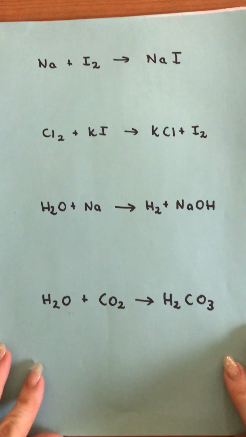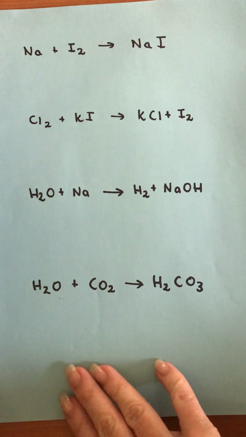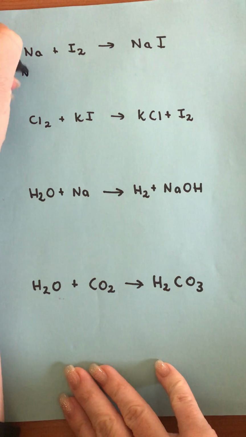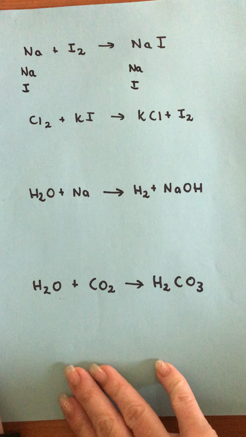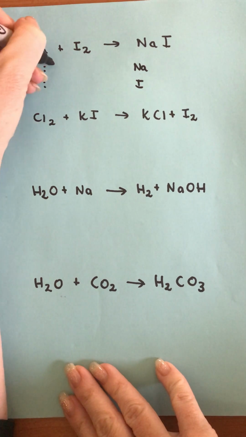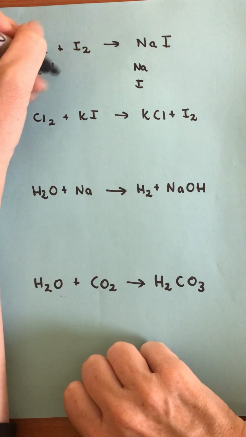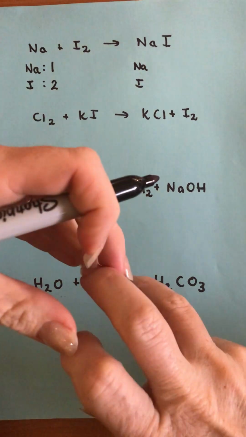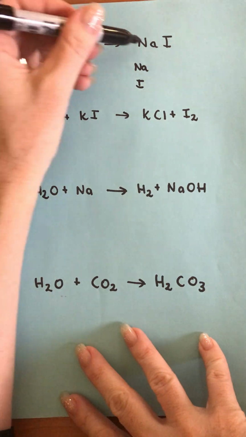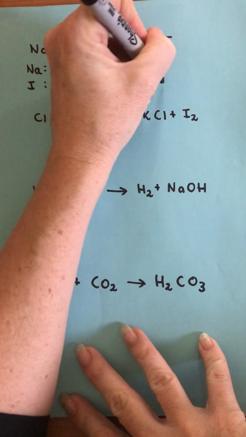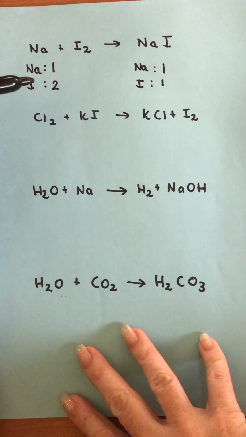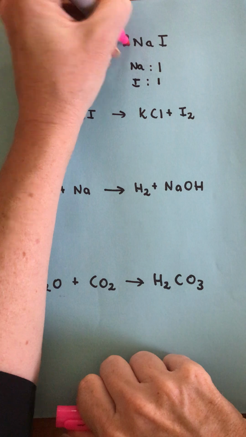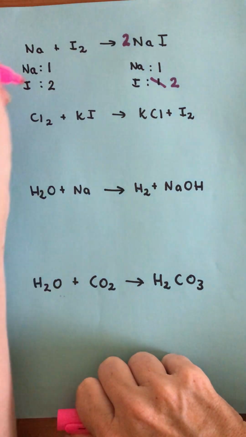Having a look at a few more examples on the next page. So I've got sodium and iodine. So I have my Na and my I on both sides. I've got 1 sodium atom here, and I have 2 iodine that are joined together for the I2. Then I've got 1 of each in that molecule there. So I need more iodine atoms on the second side. So if I put a 2 in front, that'll give me the 2 iodine that I want.